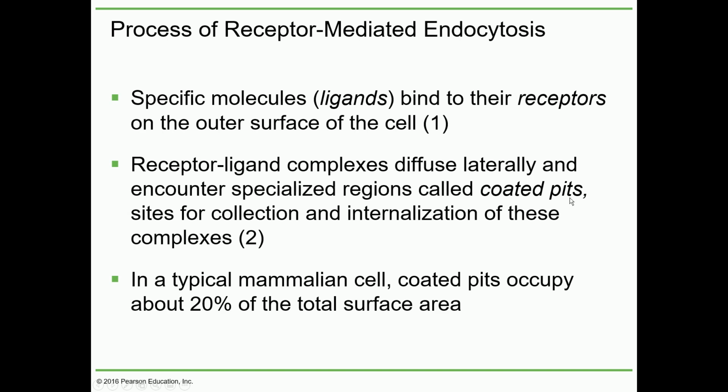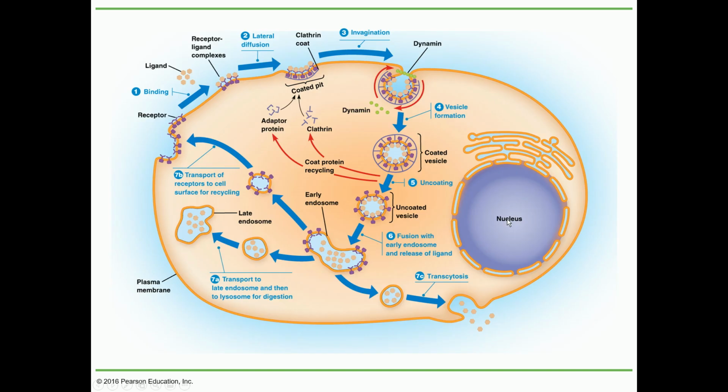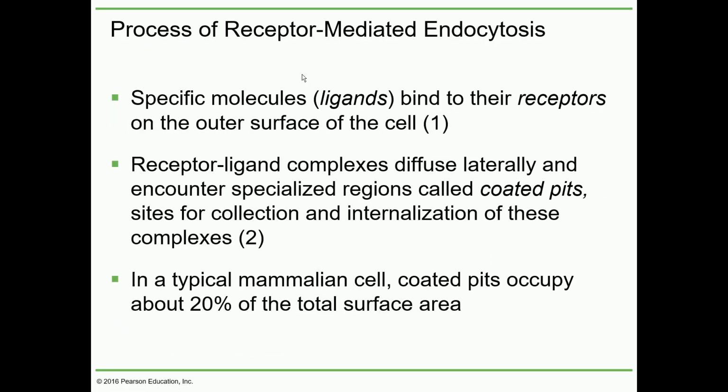and encounter specialized regions called coated pits. These are the sites for collection and internalization of these complexes. So you can see here, they will encounter these regions, and these regions are called coated pits because there are some proteins already there. Receptor-ligand complexes diffuse laterally and encounter coated pits, the sites for collection and internalization of these complexes.